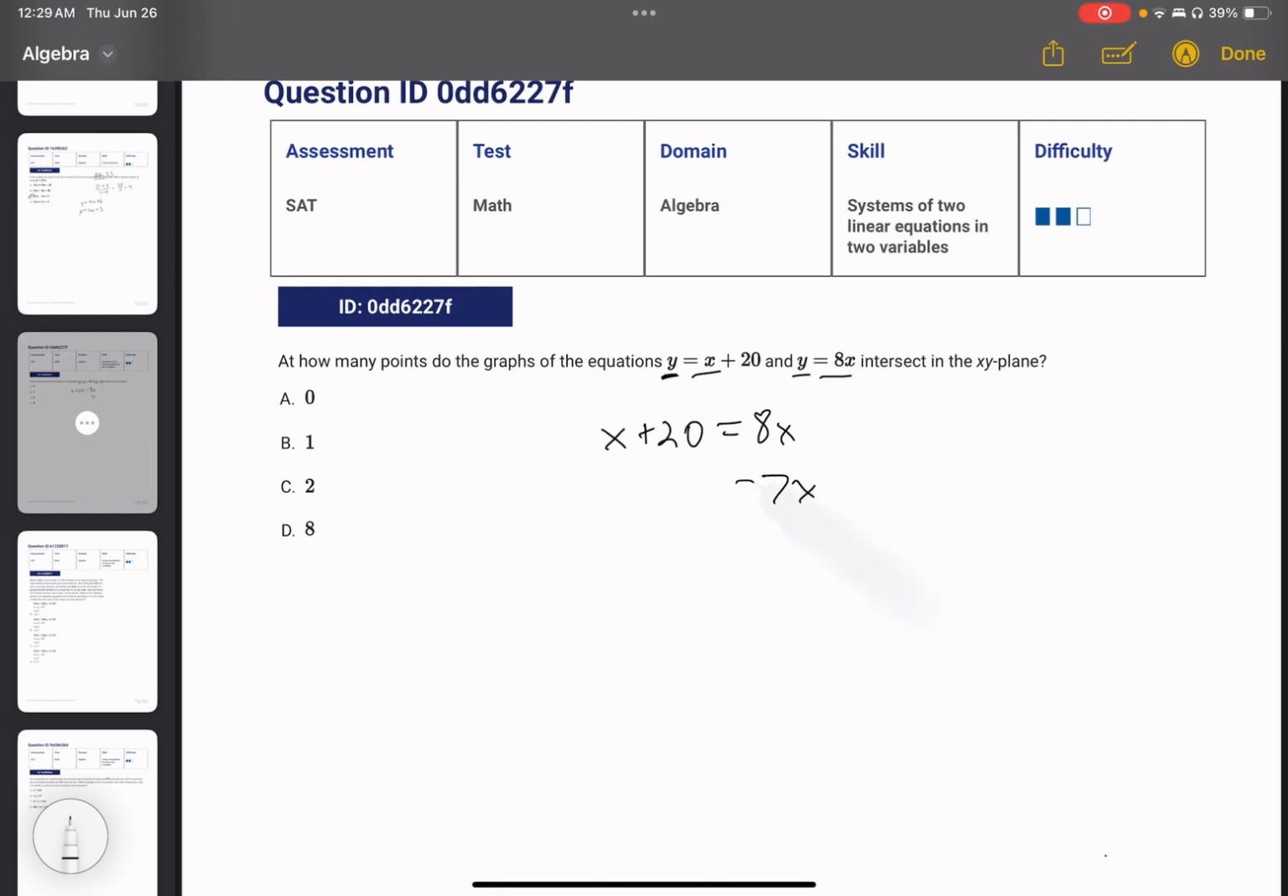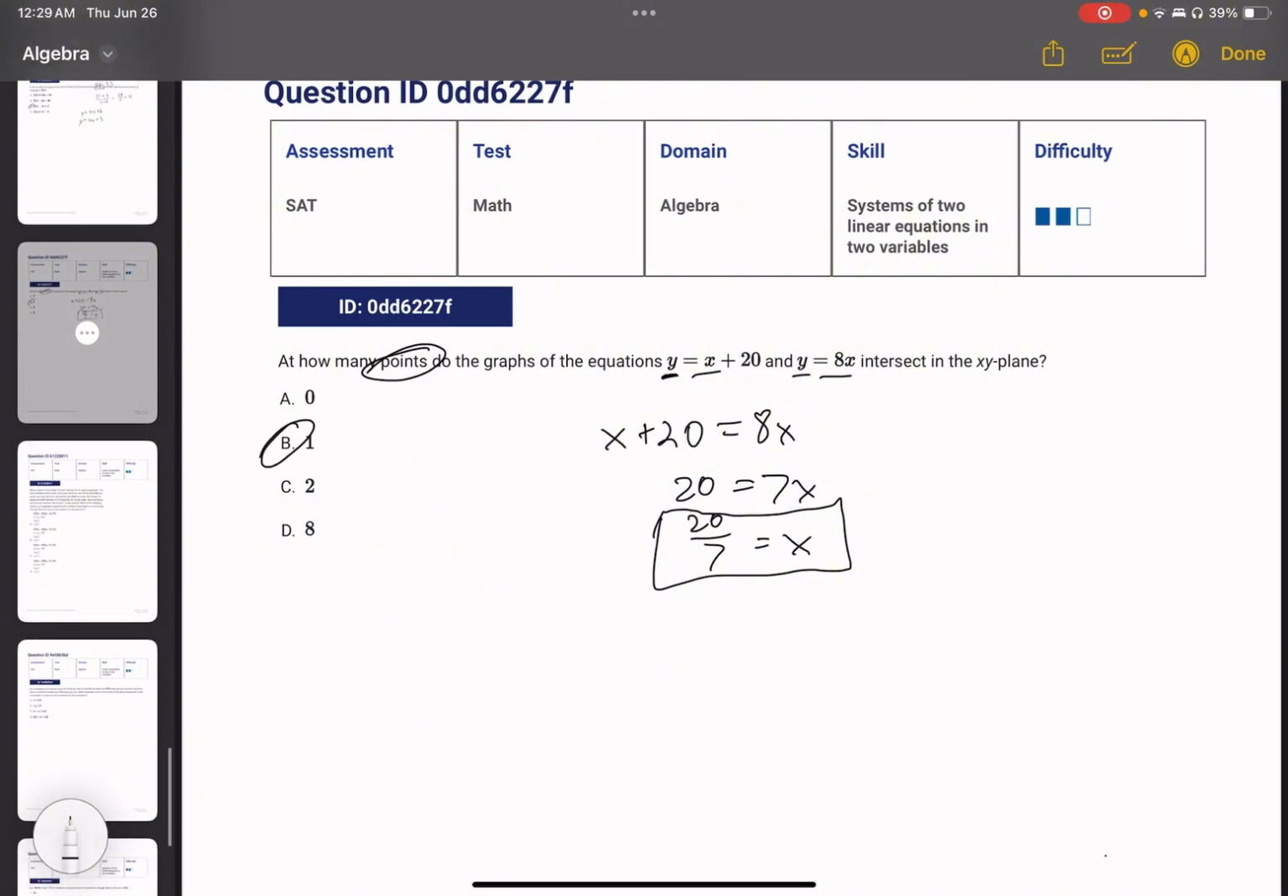So we have 7x is equal to 20 and x is equal to 20 over 7. And you see how this is one value? We have 1 point where they intersect. How many points? 1. And that's your answer for that question.